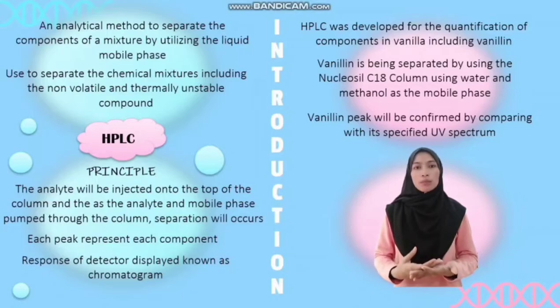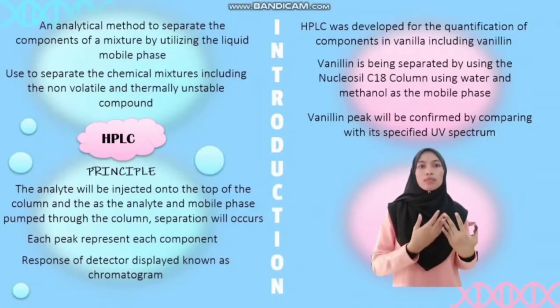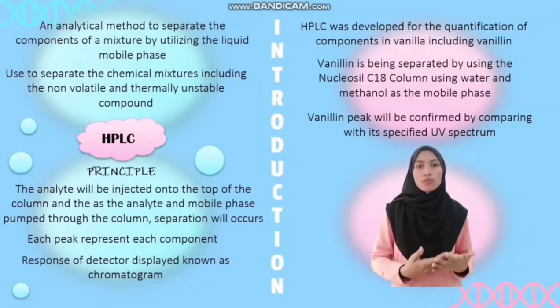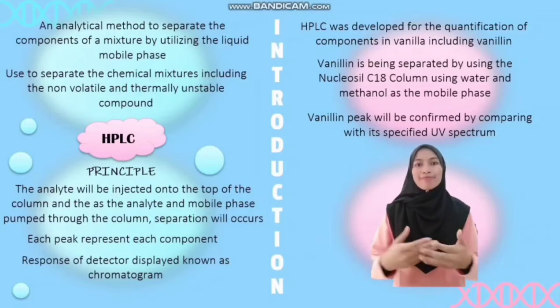Vanillin will be separated by using a Nucleosil C18 column, with water and methanol as the mobile phase. To identify the vanillin, the peak of maximum absorption will be observed, and this peak value will be compared with the specific UV spectrum of vanillin.